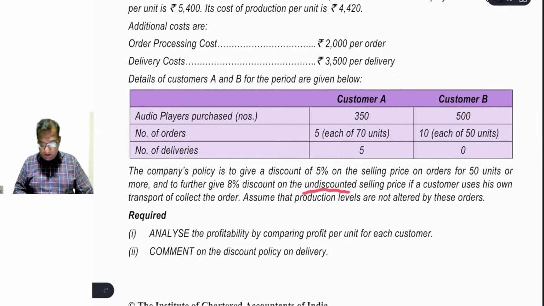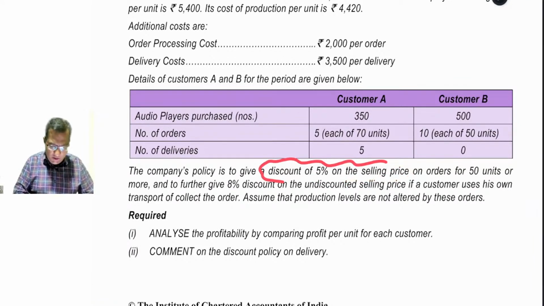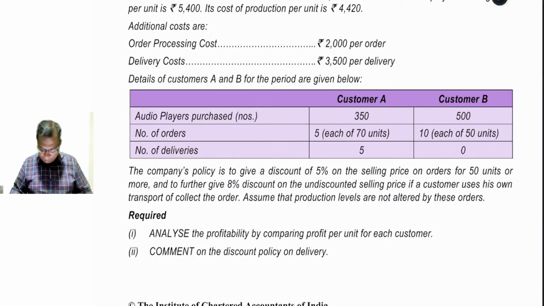This is very, very important. Undiscounted selling price means 5,400 because customer B is using its own transport to take the delivery. He is not using our transport, है ना? तो इस प्रकार से आप पूरा एक्सप्लेन कर देंगे. Now this is very, very important. Comment on the discount policy on delivery. अब आपको जो डिस्काउंट पॉलिसी है उस पे कमेंट करना है. Can you please provide me the comment on the 5% discount policy? 5% discount policy पर what comment you will do?